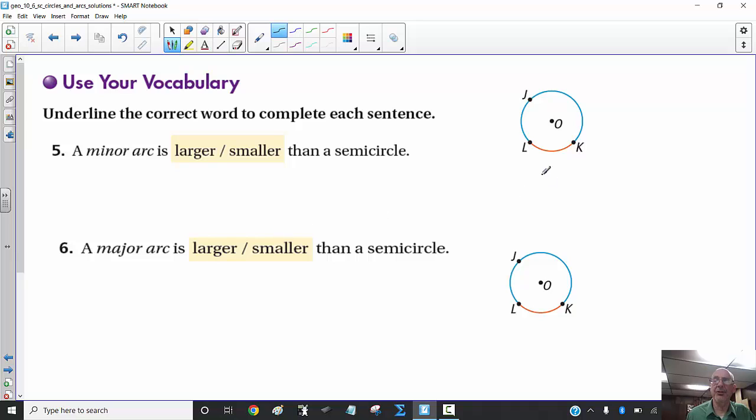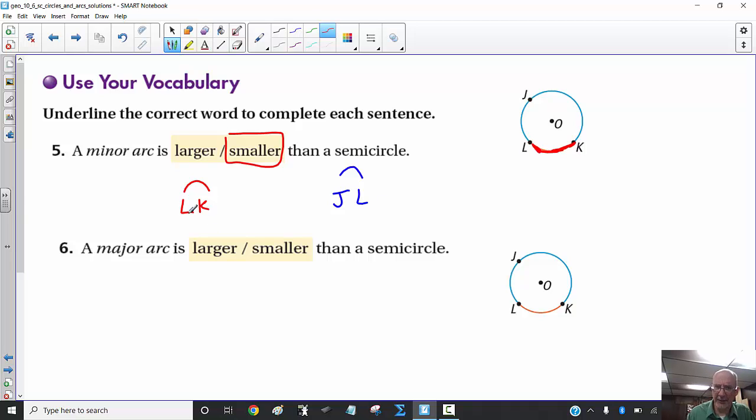A minor arc. Well, they show a minor arc, LK, and it is smaller than a semicircle. There's also the minor arc JL, which I'm going to show there, JL. Okay, a major arc. The major arc goes the longer way around. So here, look, we always assume when you see the letters LK by itself, you assume the shortest path. So it's a minor arc.